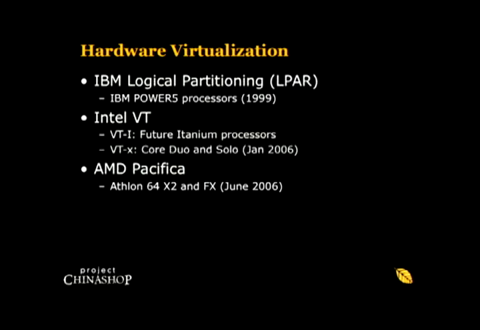And VT-x is the virtualization for x86, and that's been shipping since January 2006. Intel also has VT-i, which is virtualization technology for their mythical Itanium processors, another thing I've heard of but never actually seen. That's supposed to be coming out sometime soon. And AMD has essentially an isomorphic instruction set in their AMD64 processors, and those are shipping June 2006.